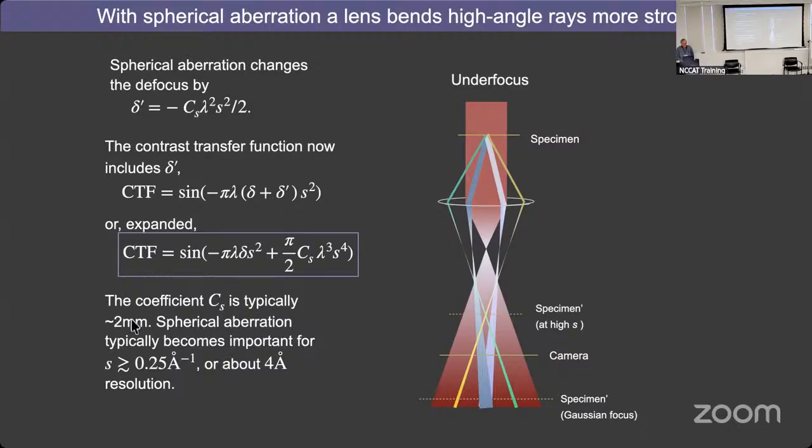And so CS is like 2 millimeters, so that's a whole lot of angstroms. That's 20,000 angstroms. Spherical aberration becomes important only when S is above a certain value, and S is more than about 4 angstrom resolution.